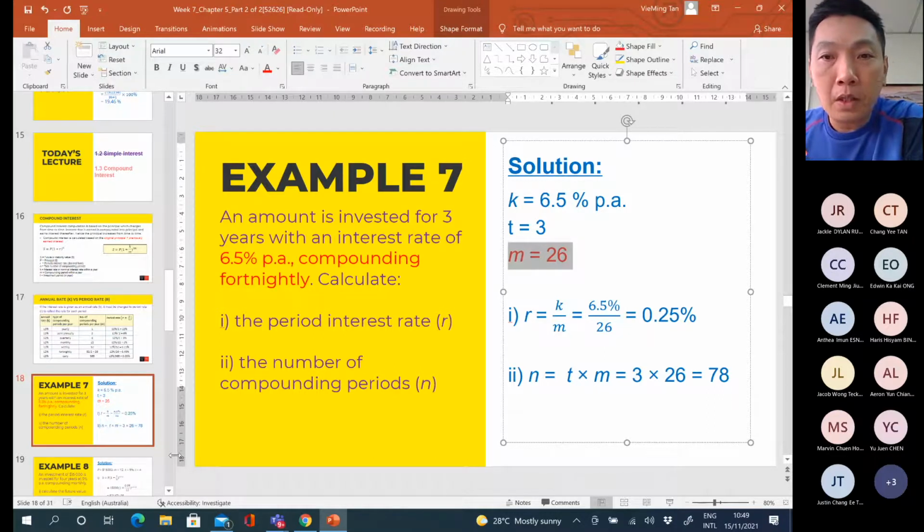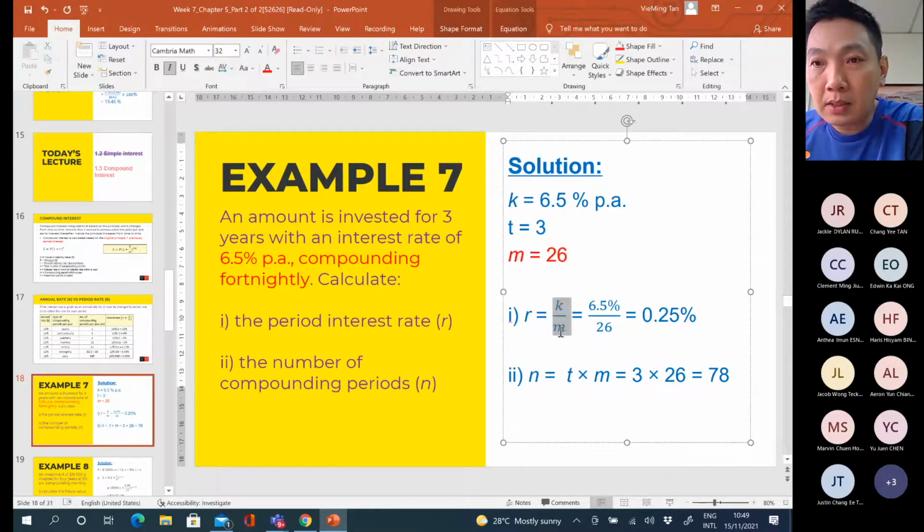Next question. You are asked to calculate the period interest rate. That means the R. In this case, calculate the fortnight interest rate. So what you can do is use the annual interest rate divided by M. That is the formula. Use the annual interest rate, 6.5%, divided by M. M in this case is 26.